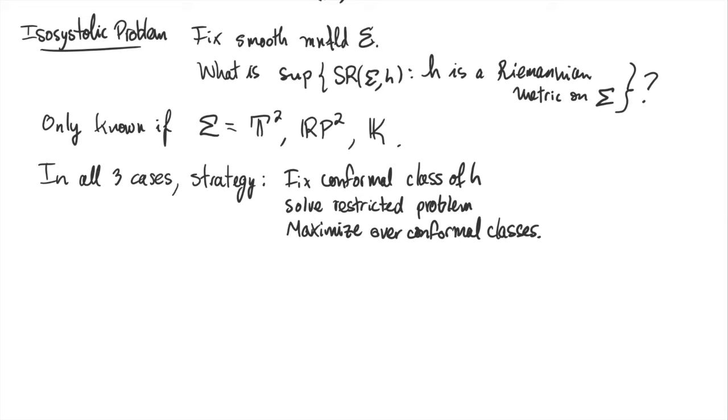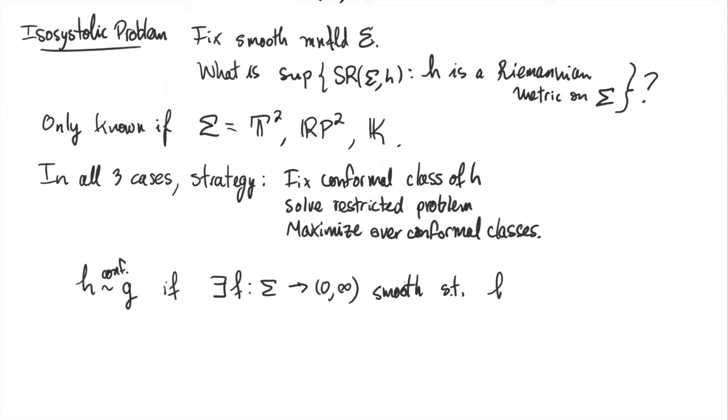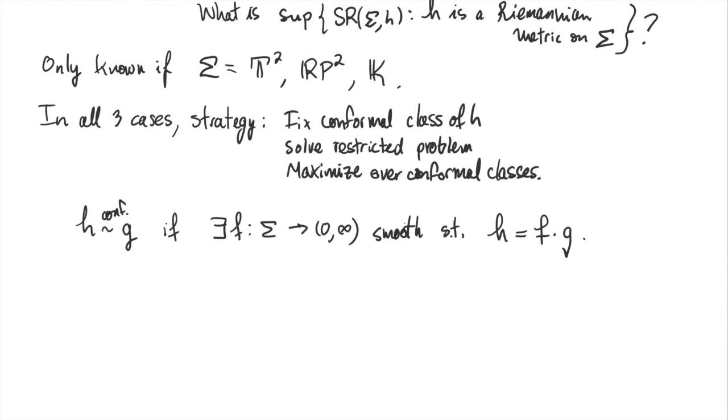So just as a reminder, what is a conformal class of metrics? Well, we say that 2 Riemannian metrics H and G are conformally equivalent if one is a pointwise rescaling of the other. So if there exists some positive function f from sigma to (0, infinity), a smooth function, such that H is just f multiplied by G. Okay, so like I said, a pointwise rescaling with the scaling factor perhaps different from point to point.